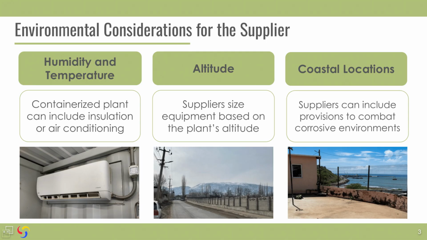Altitude. A supplier will size some equipment based on the altitude of the PSA plant. A supplier must know the altitude where the PSA plant will be installed to inform the sizing of the PSA plant air compressor. At higher altitudes, a compressor may need to be upsized. Coastal locations. Telling a supplier that a PSA plant is located near the coast may prompt the supplier to include provisions to combat corrosive elements such as rust caused by sea air. Communicate the humidity and temperature, altitude, and coastal considerations to a supplier early in the procurement process.